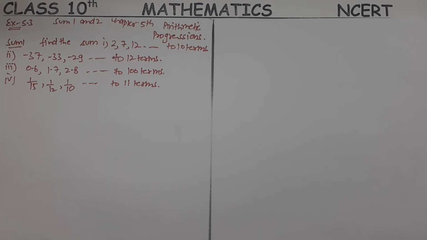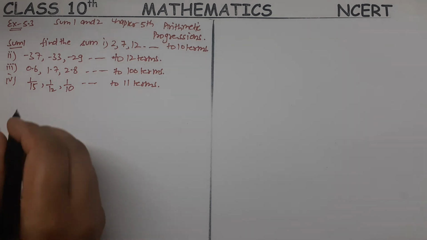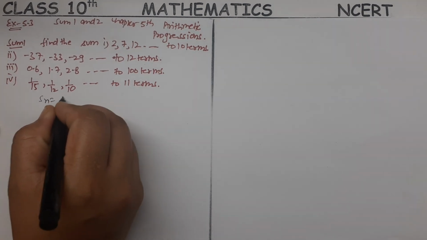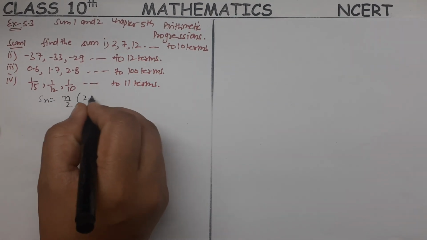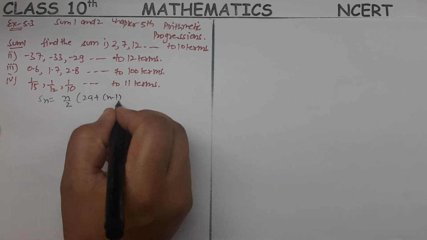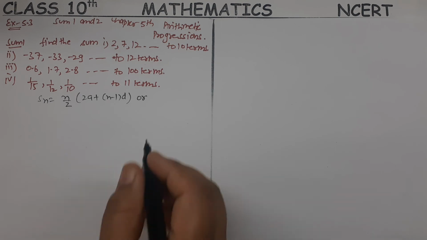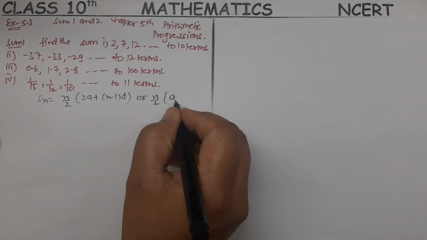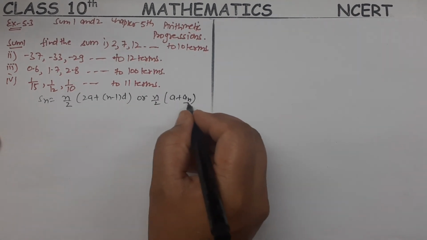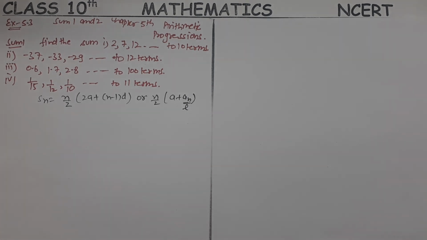Hello student, today we will start exercise 5.3, sum number 1 and 2. Find the sum of 2, 7, 12 up to 10 terms. Formula to find Sn, the sum of n terms, is n by 2 into 2a plus (n minus 1)d, or n by 2 into (a plus an), where an is the last term.